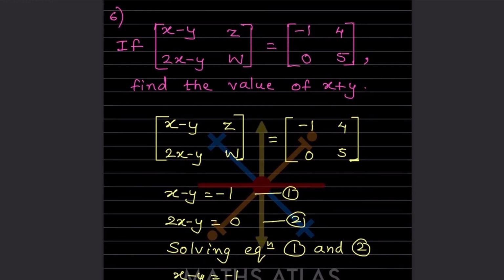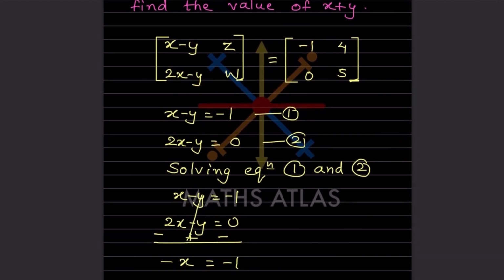The next one, now you have to find the value of x plus y. So this I wrote here both. Then what you will do here? This z and w we don't have to do anything, because we just wanted the value of x plus y. So I just put here x minus y is 1, and this is 0. I just made two equations. So now we are going to solve these two equations.